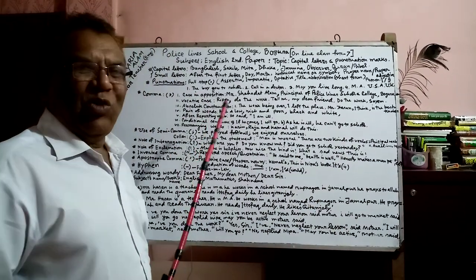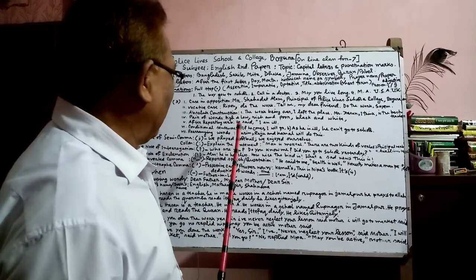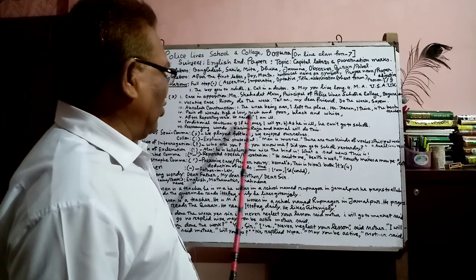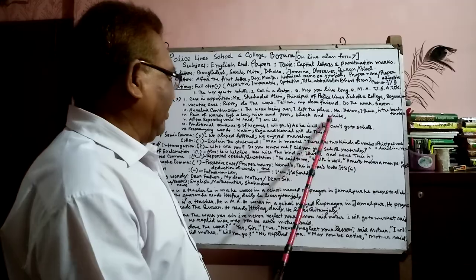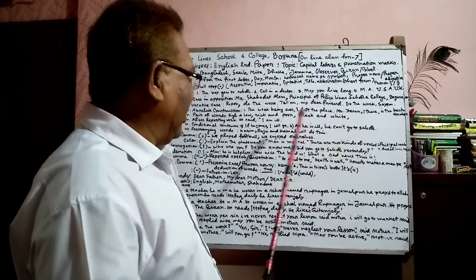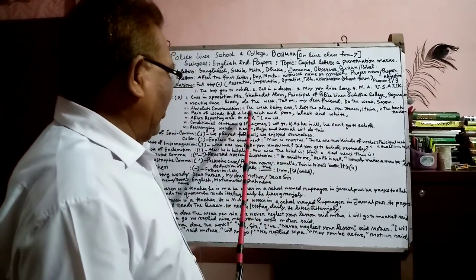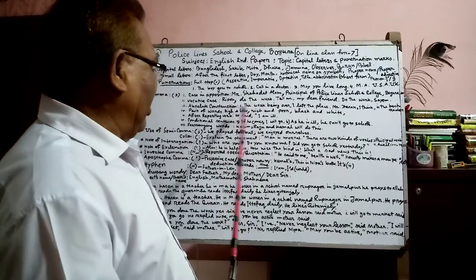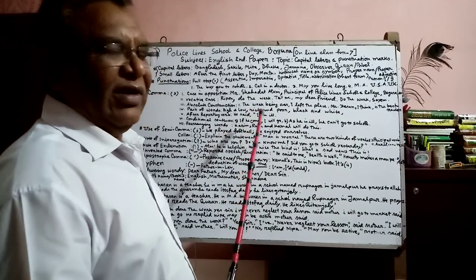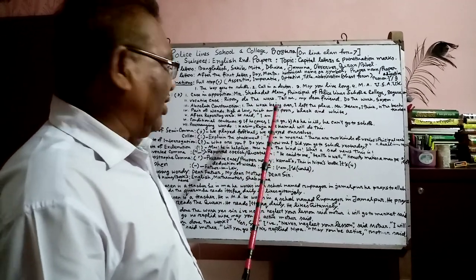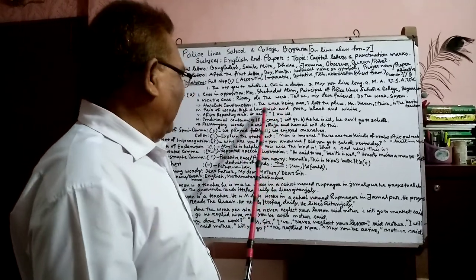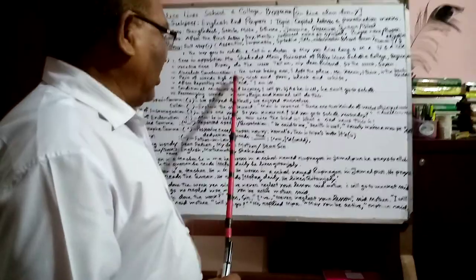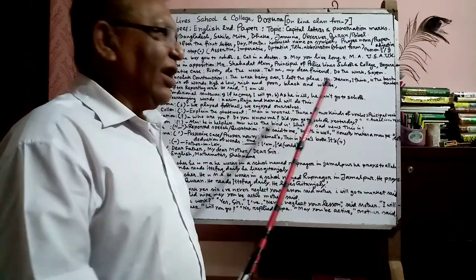For pair of words, such as high and low, rich and poor, black and white. These are the pair of words. Whenever any pair of words will be used in the sentence, comma is necessary. Such as high and low, rich and poor, black and white, etc.